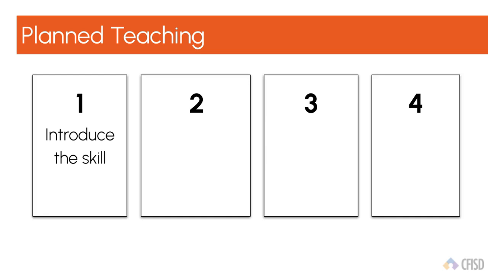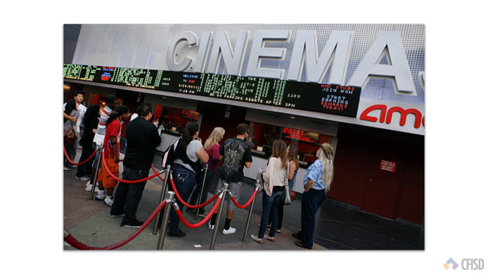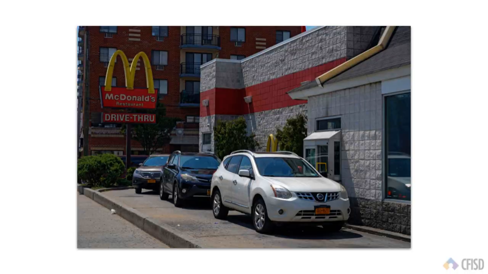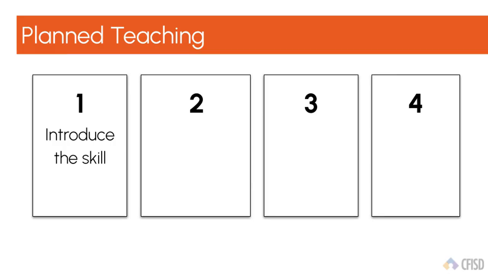For instance, when introducing the lineup procedure, we may show images of lines out in the community, such as the line at the grocery store checkout, ticket booth at the movie theater, or even the McDonald's drive-thru. When eliciting student input, students may generate their own examples, such as cars driving on the road. Prompt students to consider what would happen if people didn't do this, and what is helpful about having lines.